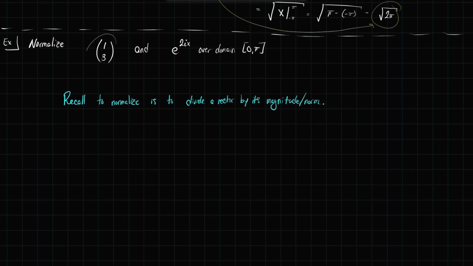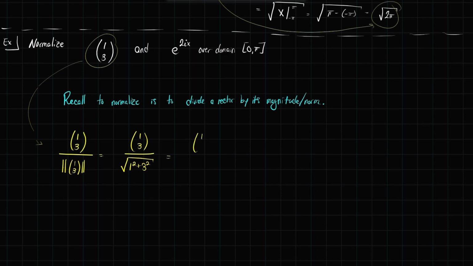So all we're going to do is we're going to grab this vector. We're going to say 1, 3 divided by the magnitude of 1, 3. And how do I calculate that magnitude? It's the square root of 1 squared plus 3 squared, which is also known as the square root of 10. And what I can do with this root 10 is I can distribute it to each element. And so I can rewrite this as 1 divided by root 10, 3 divided by root 10.